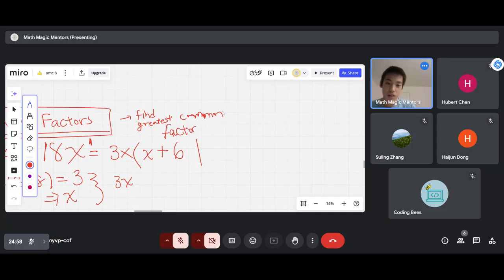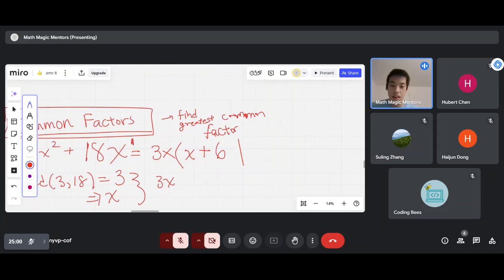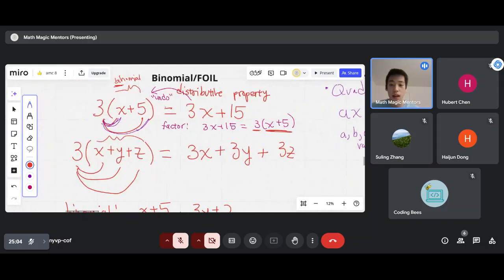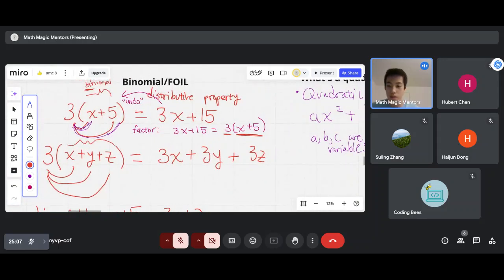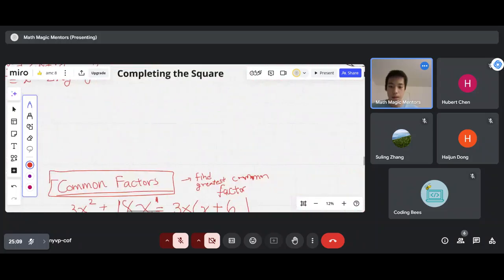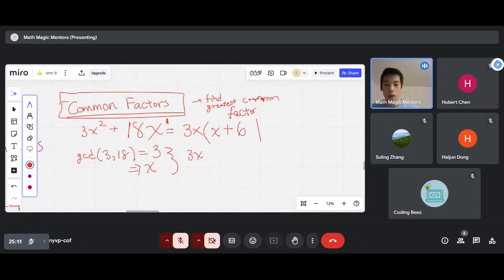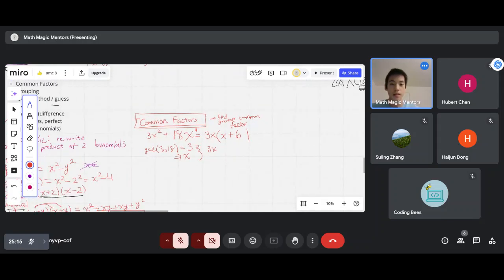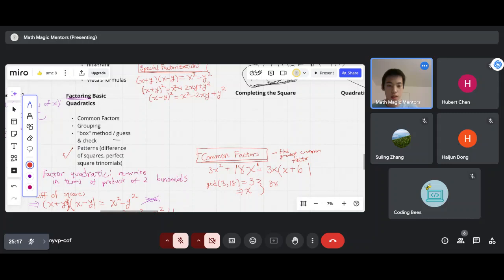The greatest common factor, that's basically the main intuition. It's very similar to factoring out the 3 from 3x plus 15. You just want to incorporate the variables too.